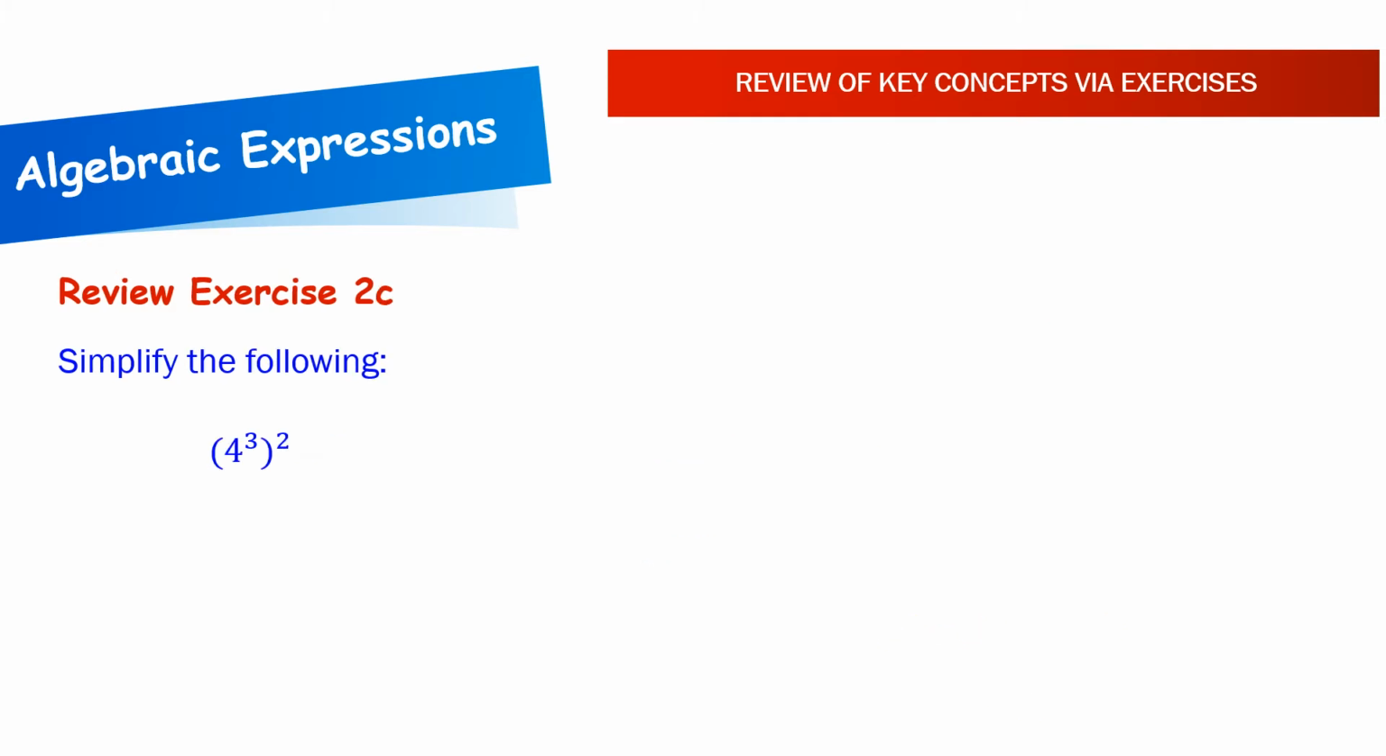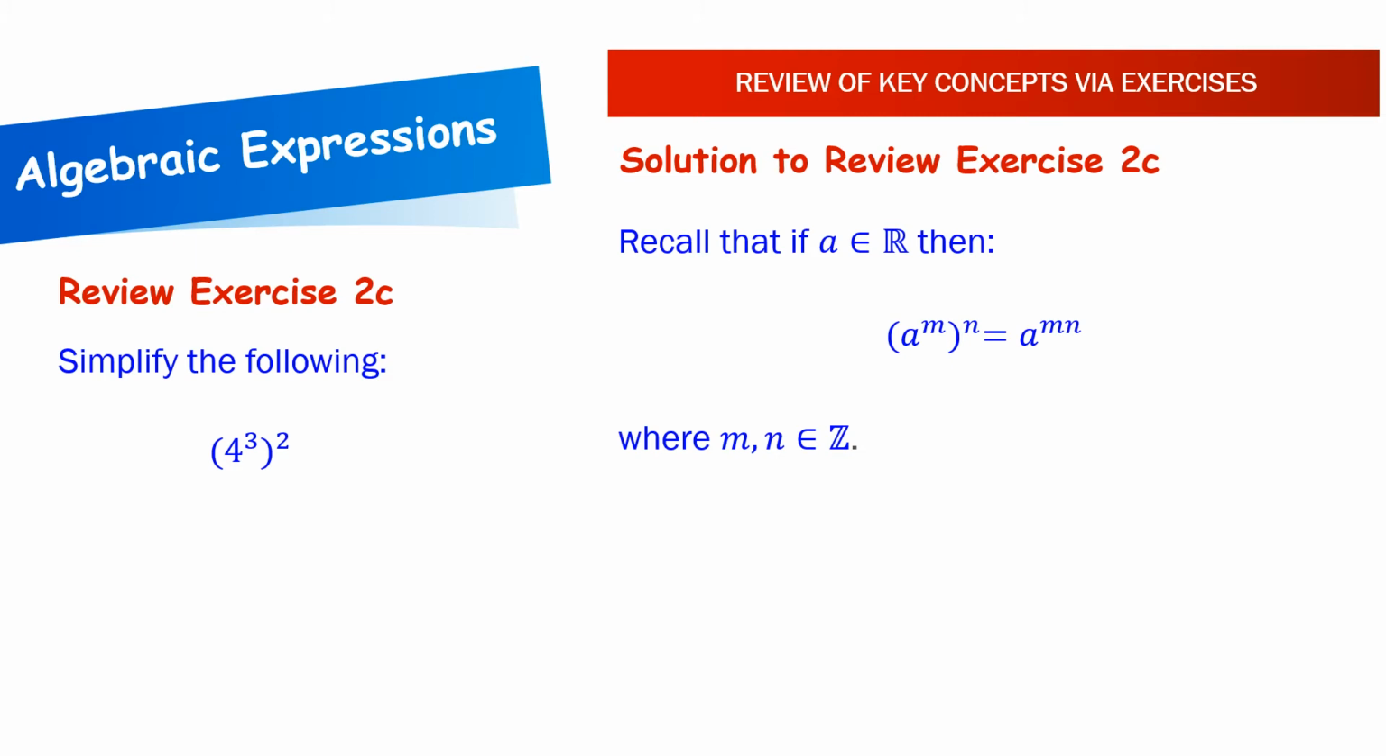Now let's have a go at review exercise 2c. Simplify the expression on your screen. Recall that a to the power m raised to the power n is equal to a to the power m times n. So 4 cubed all squared is equal to 4 to the power 3 times 2. Which is of course equal to 4 to the power 6.